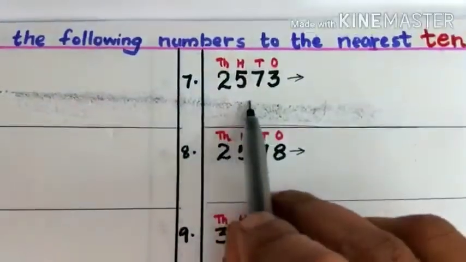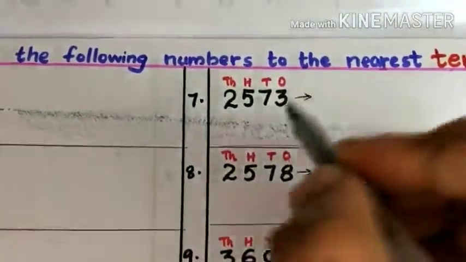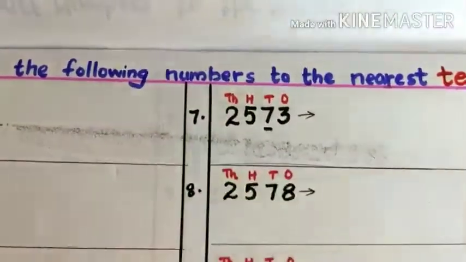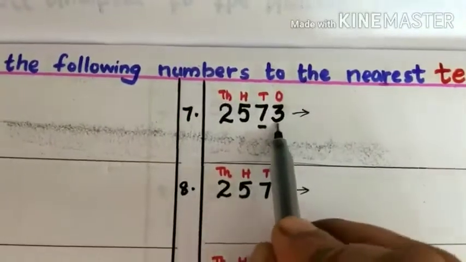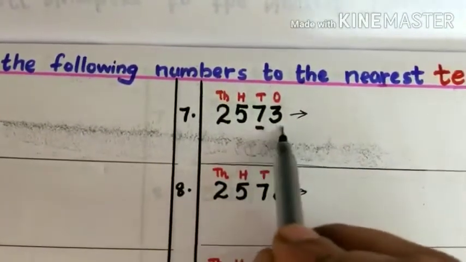640. 2573. Which is the tens place digit? 7. Underline the tens place digit. Next digit 3. 3 is less than 5. So 7 will not change. 73 becomes 70.